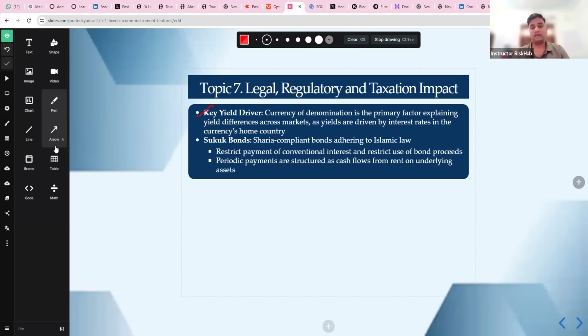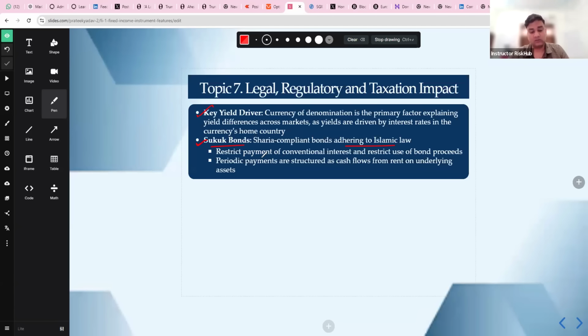And you have your sukuk bonds, right? This is a fascinating form from a structural standpoint. What is sukuk? It's an Islamic finance bond, right? And the key rule is that there is no interest, which is also called riba, right? So how do they generate return?